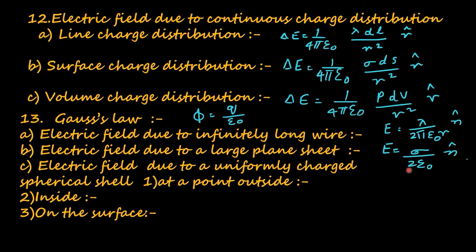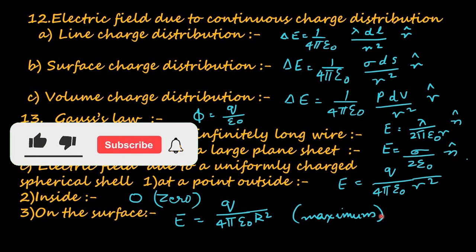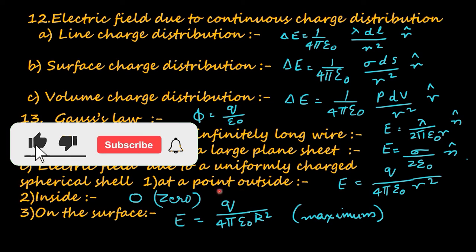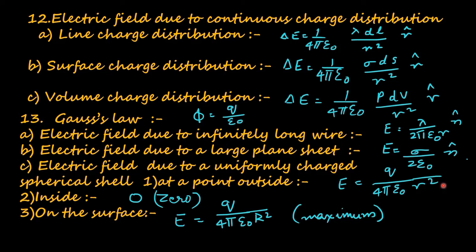Electric field due to a uniformly charged spherical shell at a point outside: E is equal to Q by 4 pi epsilon naught r square. Inside the shell, it is 0. On the surface, E is equal to Q by 4 pi epsilon naught capital R square. For a point outside, the small r is greater than capital R. On the surface, small r is equal to capital R. So, on the surface, it is maximum.